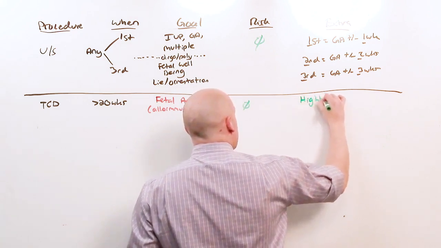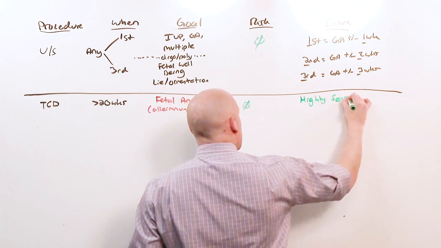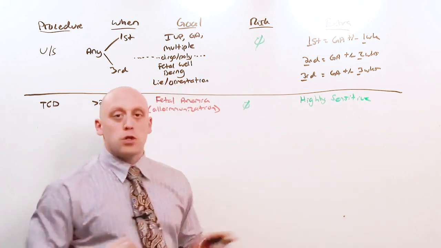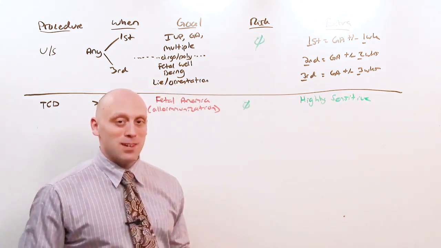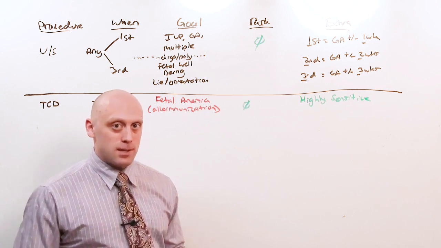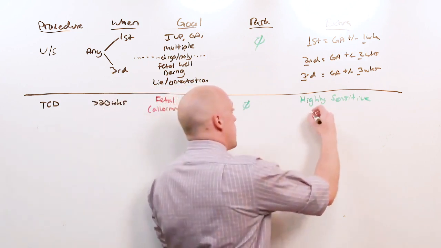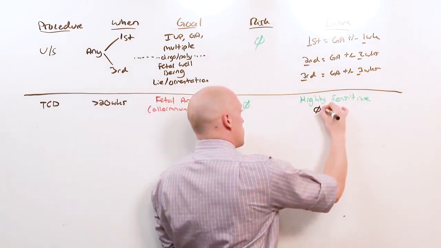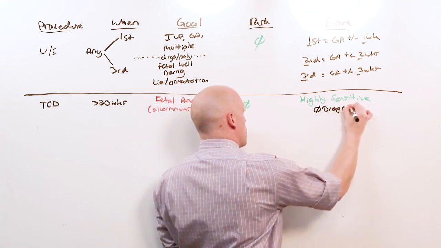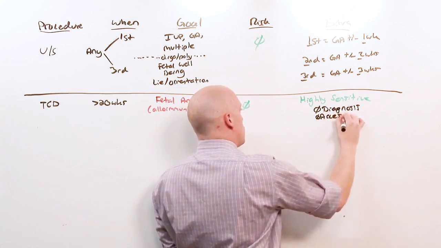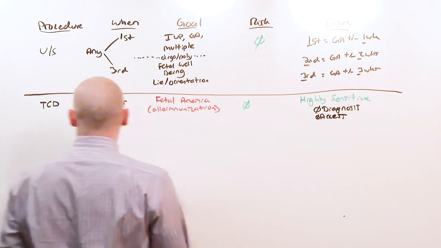This test is highly sensitive, such that if you have transcranial Dopplers in the normal range, you don't have to worry about fetal anemia anymore in that pregnancy. But transcranial Doppler does not provide a diagnosis. You have no idea what the hemoglobin is, and it provides no access. So if you need to treat baby, you won't be able to.